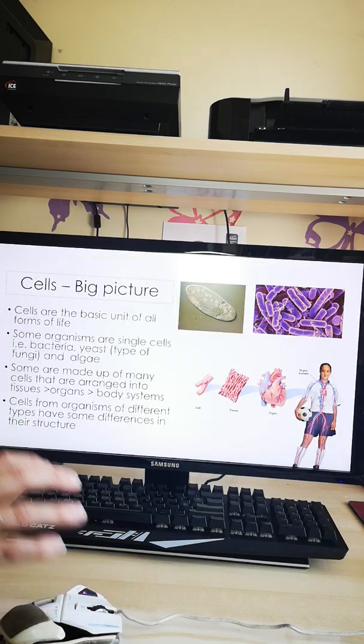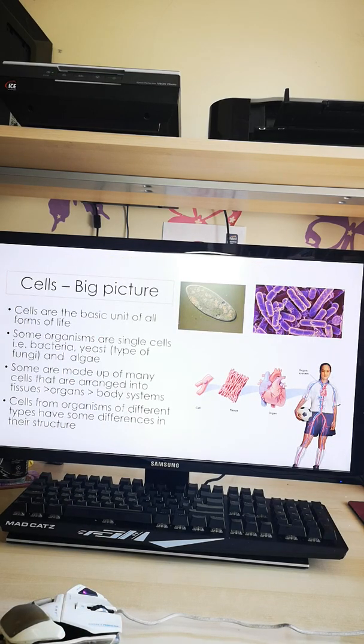Right, so big picture. In your GCSE studies, what you will have been understanding is that cells are the basic unit of all forms of life. But the big picture to that is that some forms of life on the planet are made up from just single cells. So things like bacteria, that's our prokaryotic example, but there are also things like yeast and algae that are eukaryotes that are single cells too.